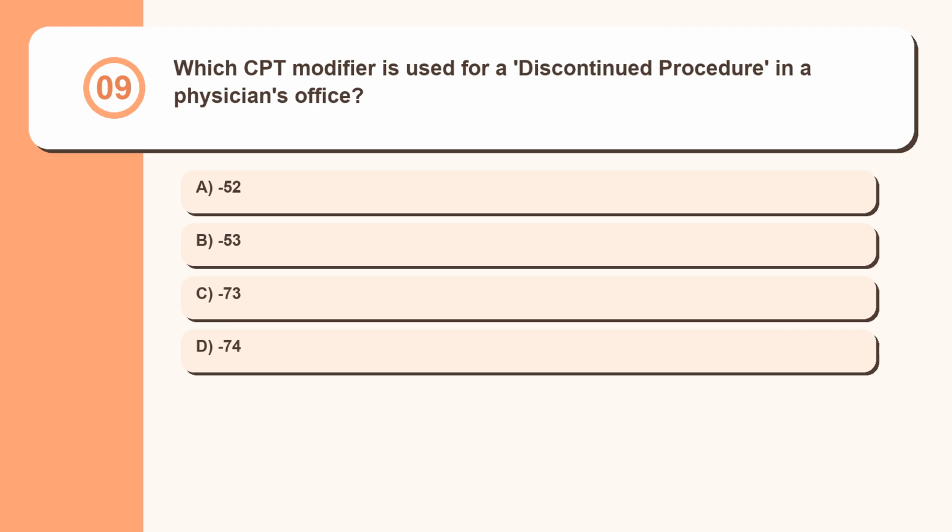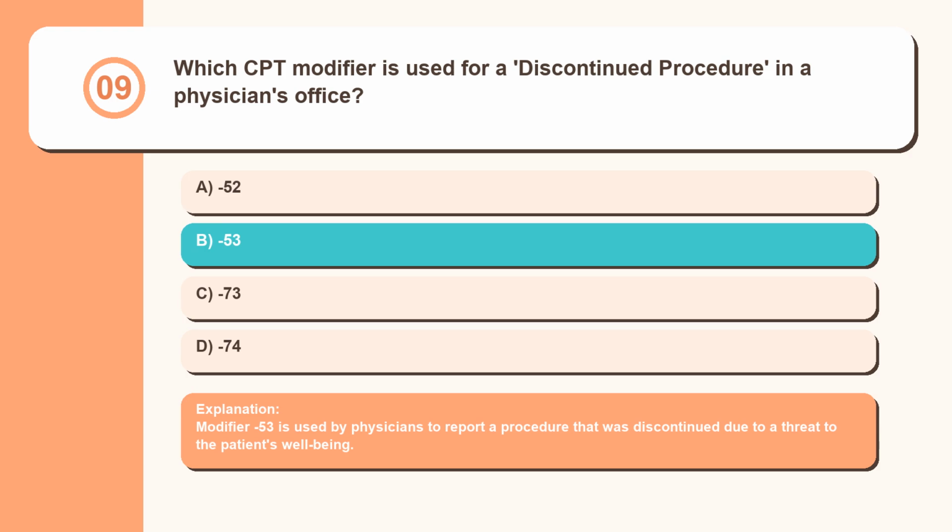Question 9. Which CPT modifier is used for a discontinued procedure in a physician's office? -52, -53, -73, -74. Modifier -53 is used by physicians to report a procedure that was discontinued due to a threat to the patient's well-being.